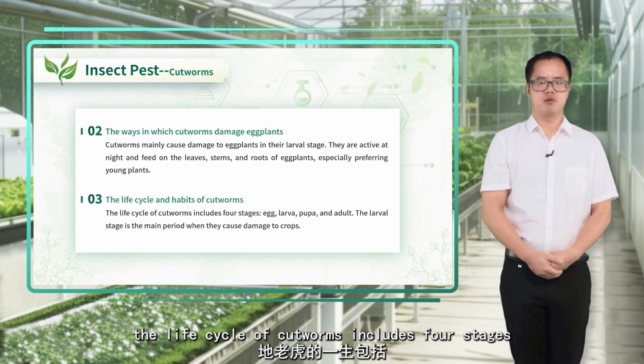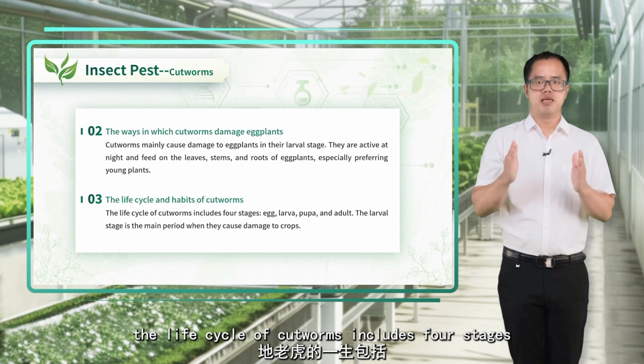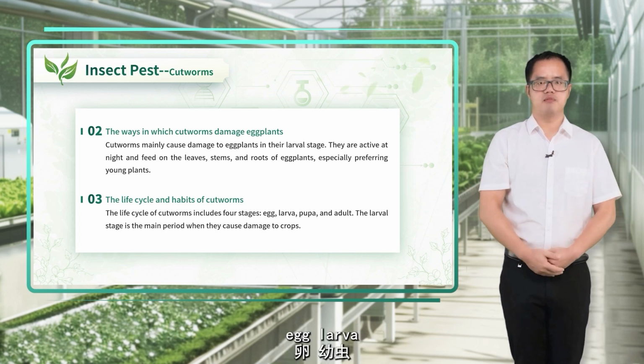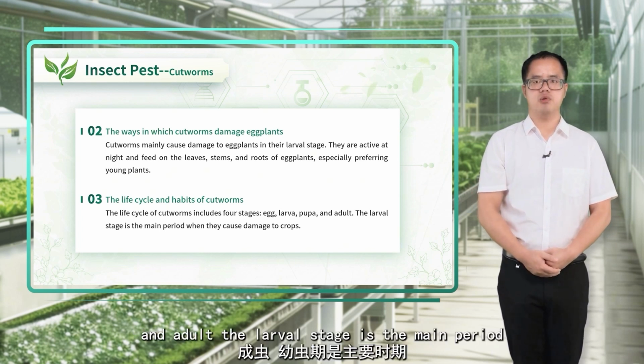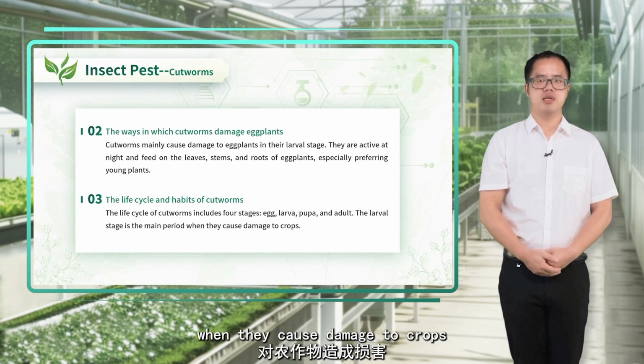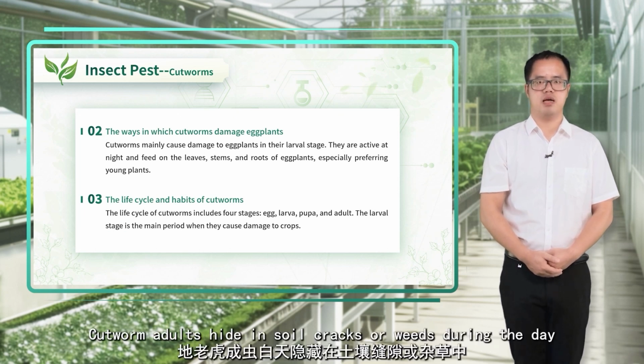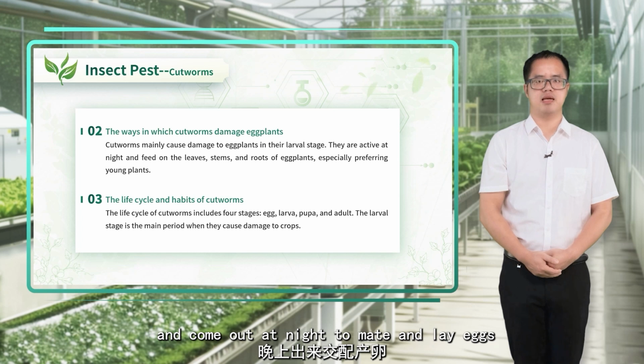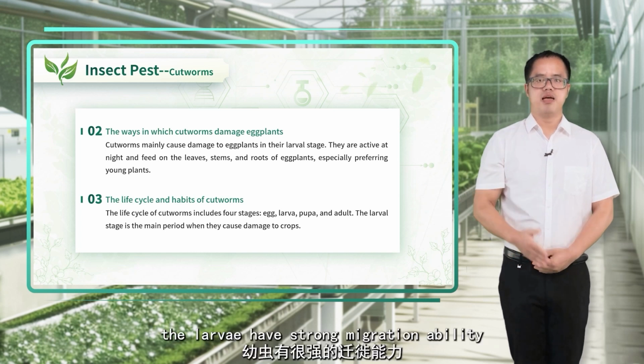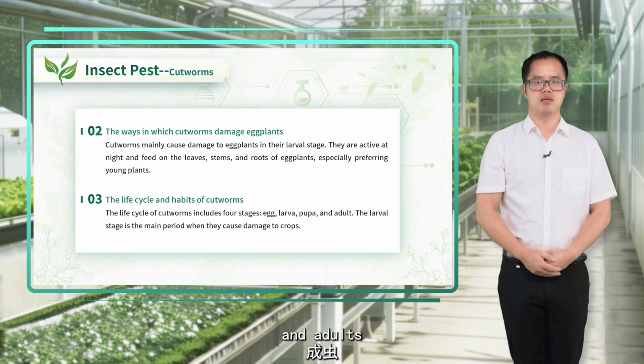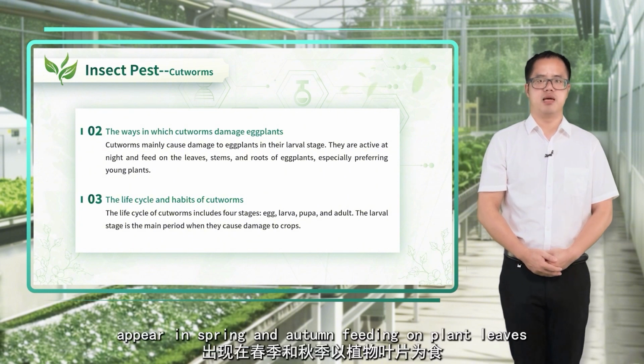The life cycle of cutworms includes 4 stages: egg, larva, pupa, and adult. The larval stage is the main period when they cause damage to crops. Cutworm adults hide in soil cracks or weeds during the day and come out at night to mate and lay eggs. The larvae have strong migration ability, pupate in the soil, and adults appear in spring and autumn, feeding on plant leaves.